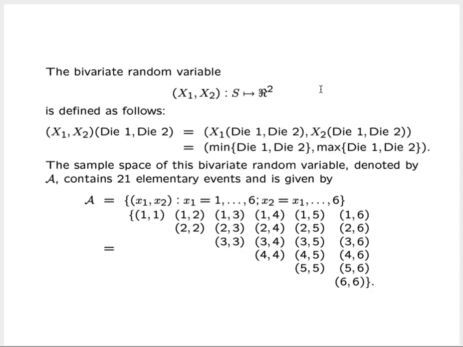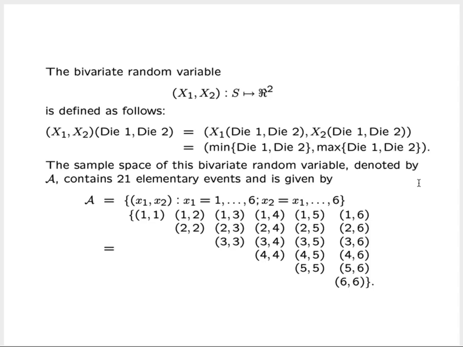Now the bivariate random variable (X1, X2) maps this sample space that we just looked at into the two-dimensional plane as follows. So here we have the bivariate random variable (X1, X2) being applied to an elementary event from the original sample space S. And the point that it maps into is a point where the first coordinate is the minimum value showing on die 1 and die 2, and the second coordinate is the maximum value showing on the two dice.